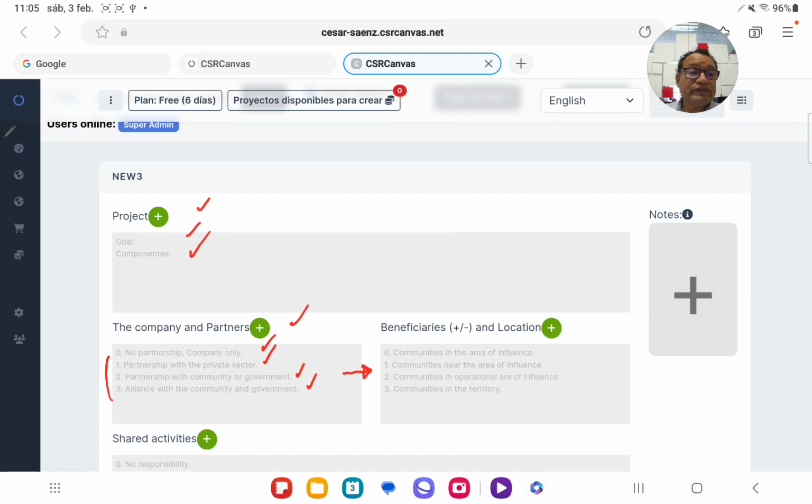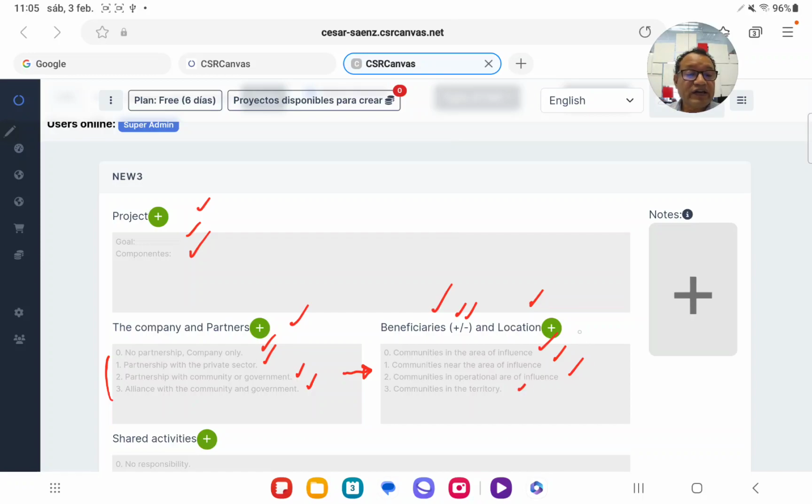Okay, now let's go to the third element. This is the beneficiaries. It could be positive outcomes or negative outcomes, and also the location is important. Some beneficiaries are communities in the area of influence, or maybe communities near the area of influence, or maybe the third is communities in the operational area of influence, and communities in the territory.